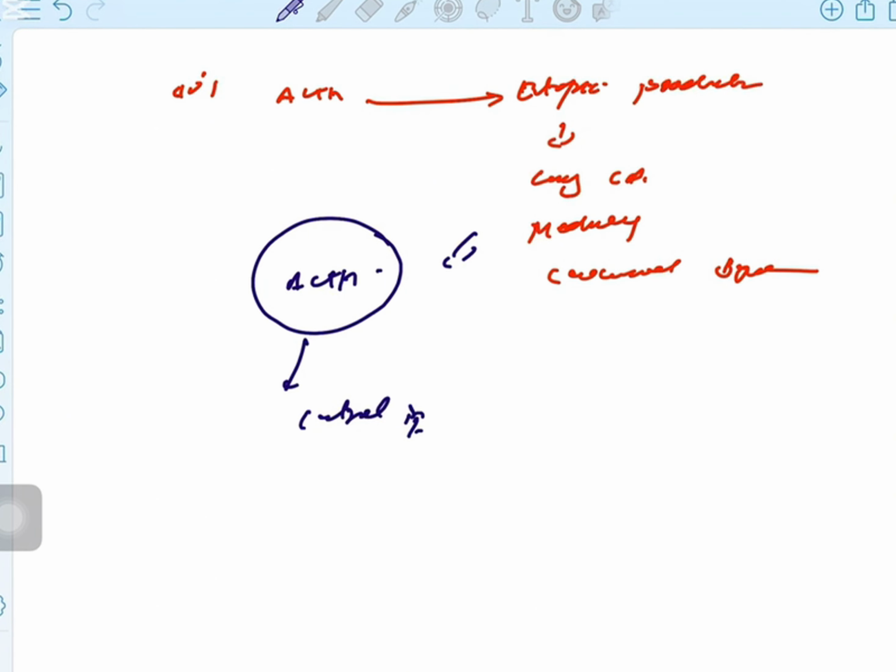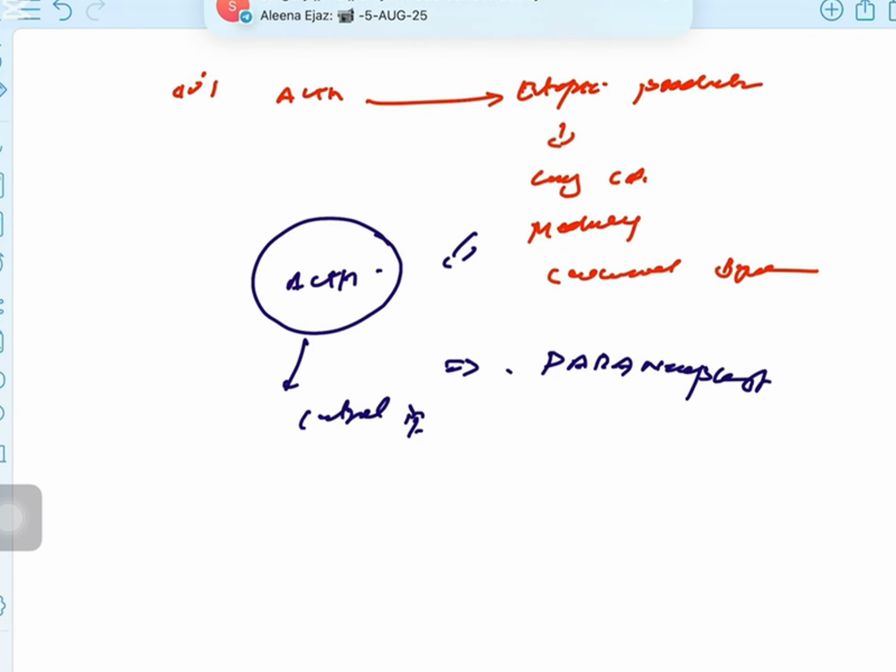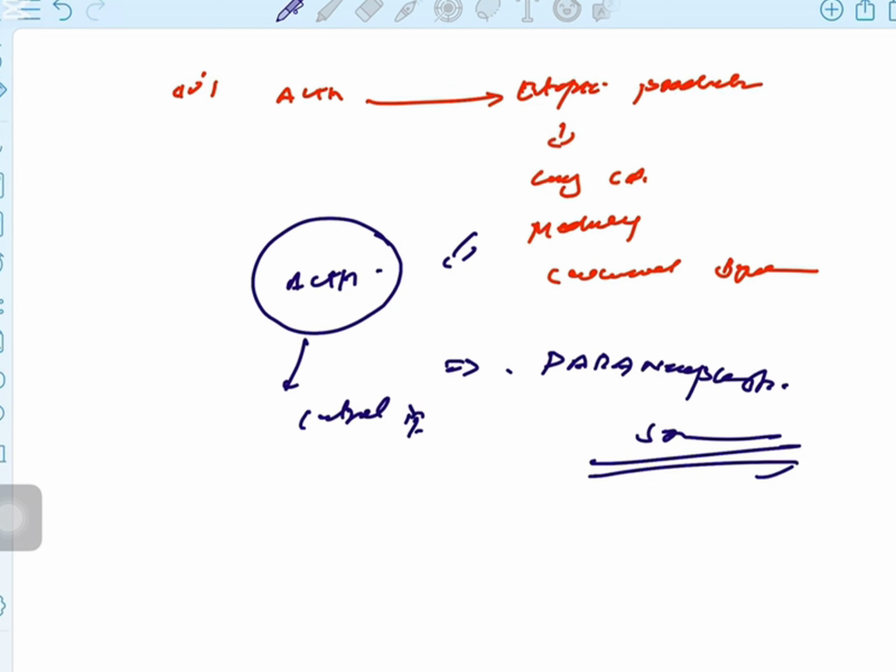All these symptoms, all the clinical pictures which we see in a person due to high levels of ACTH and high levels of cortisol, are due to paraneoplastic syndrome. We will say this condition is known as paraneoplastic syndrome. I hope everything is clear for you. Anyone who has a question, you guys can ask. Okay, now we'll discuss a little bit more in detail.